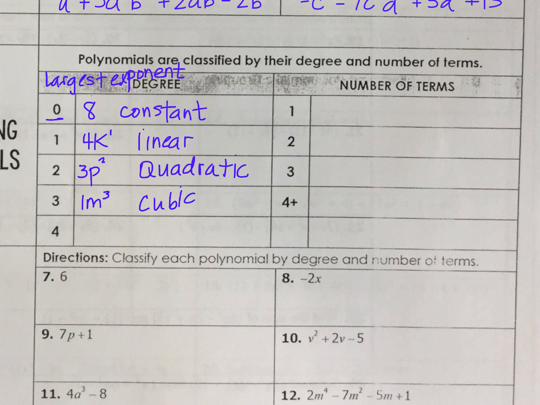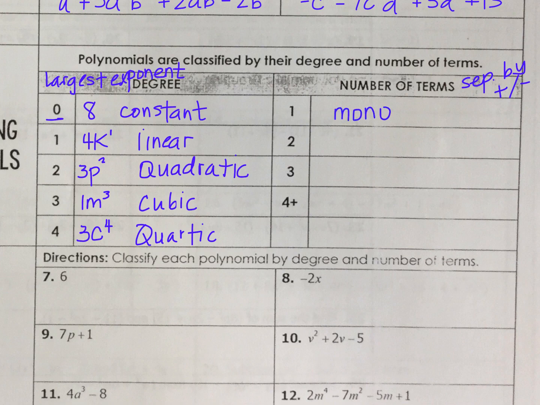Sorry, I got a little out of control. And then if I have something to the fourth, we call that quartic. I don't know how to say that. Okay, so those are my degrees. And then the number of terms. Terms are always separated by pluses or minuses.